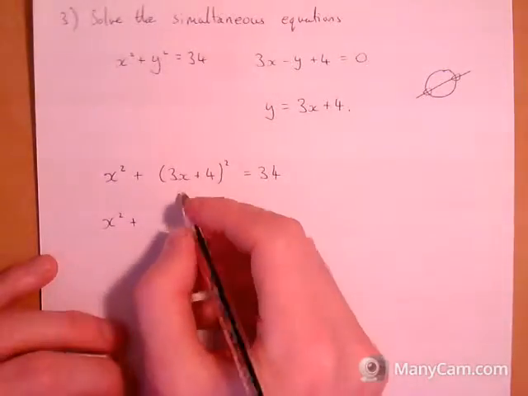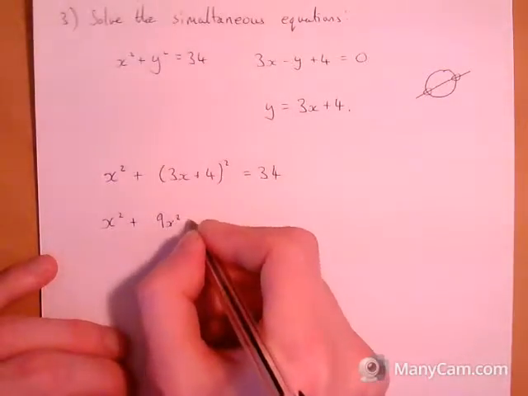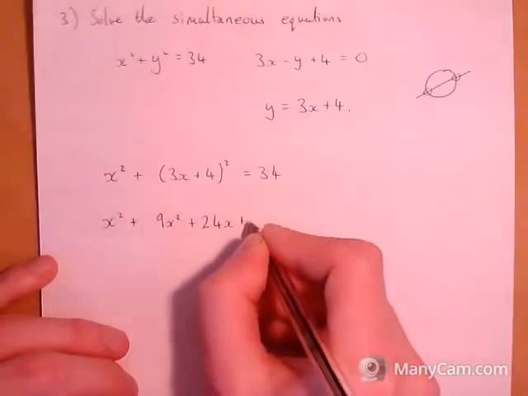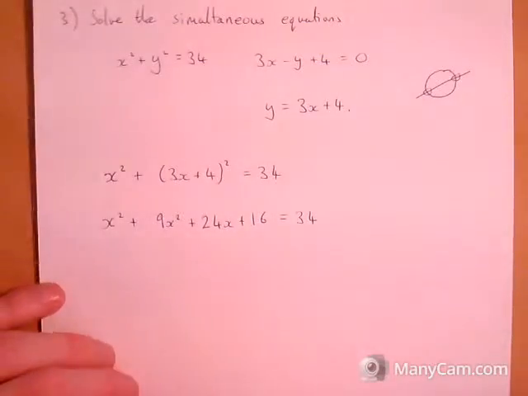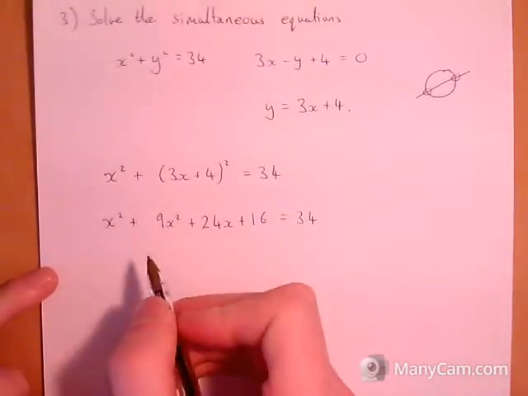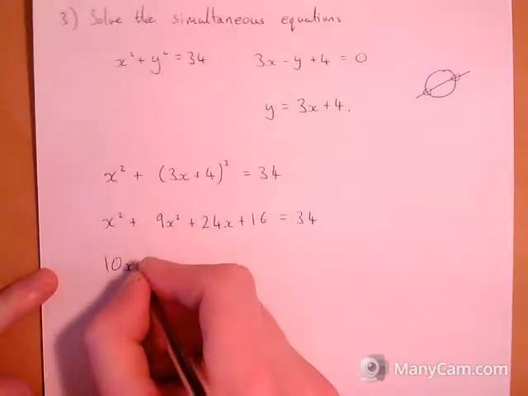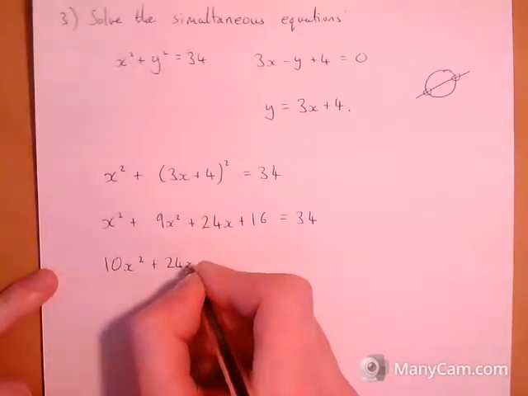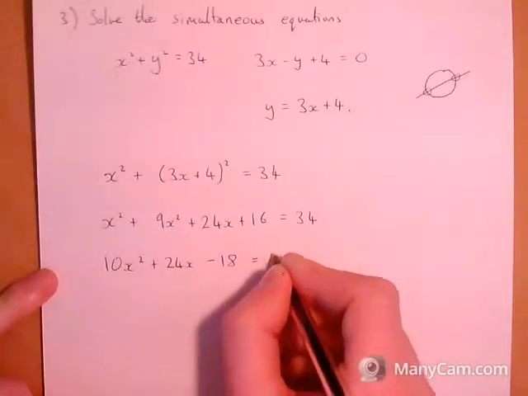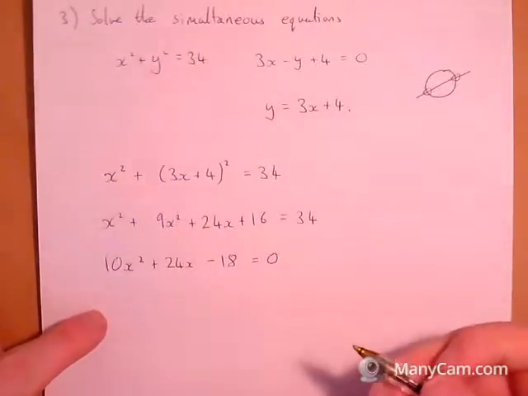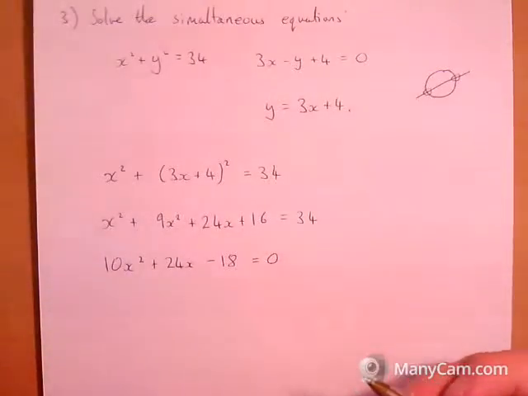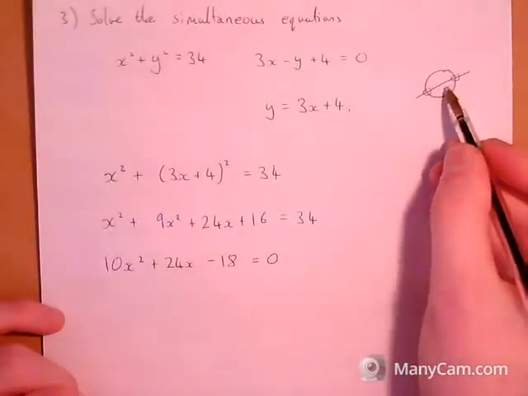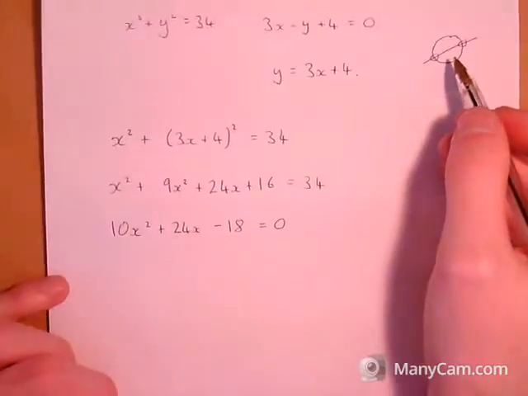If I expanded this bracket out, I'd end up with 9x squared plus 24x plus 16, and that's still equal to 34. And then if I make everything equal to 0 and simplify my like terms, I've got 10x squared plus 24x minus 18, which now equals 0. The reason I've set it equal to 0 is because it's a quadratic. I can end up solving it by factorising or using the formula to find out what my two x values would be of these 2 points where it crosses the circle.